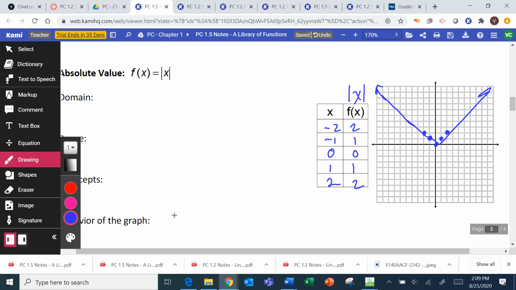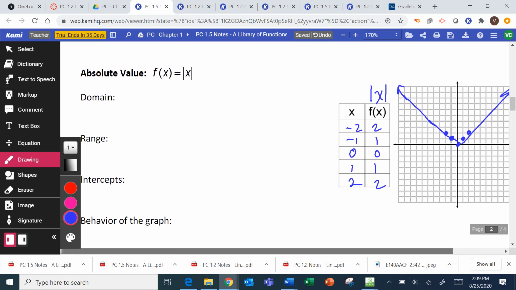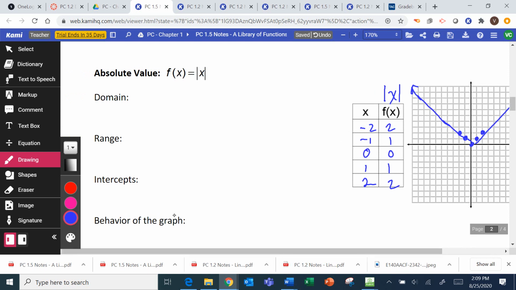It looks like a V. So the domain would be, what numbers am I allowed to input? What numbers am I allowed to take the absolute value of? Or you can look at the picture. How far to the left and how far to the right does it go? Everything. It goes all the way to the left, all the way to the right. This is all real numbers.